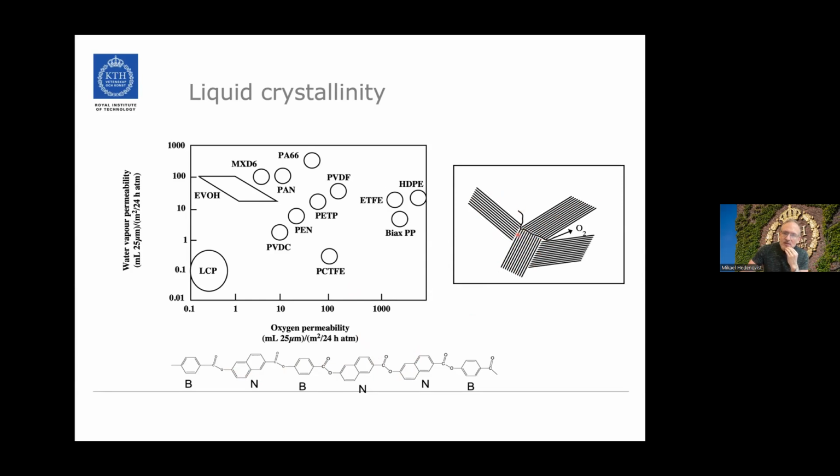But at the borders between these phases, you have a less packed system, or defects. So it's here where the oxygen molecules, for example, can go through. And if you plot the water vapor permeability, observe it's a log scale, versus the oxygen permeability, also log scale, you have the liquid crystalline polymers down here. So they are the best choice one can have in terms of both water vapor and oxygen barrier properties.